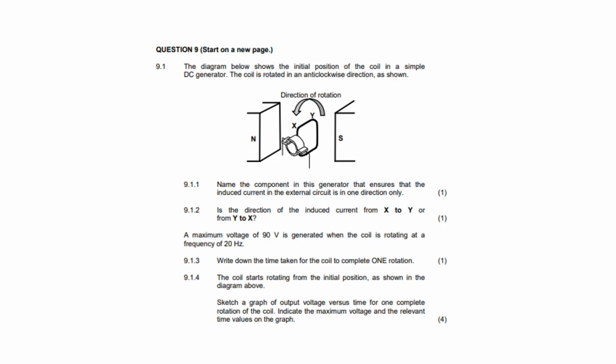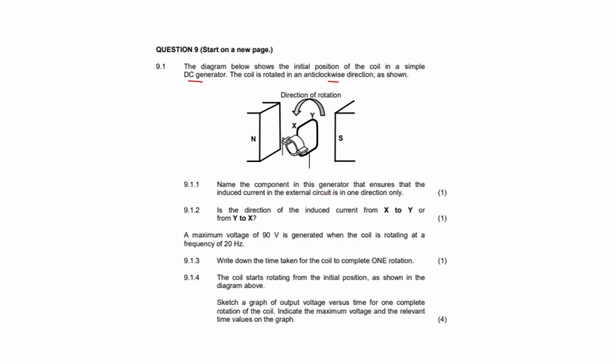Hi guys, let's take a look at this question where we have a diagram that shows us the initial position of the coil in a simple DC generator. The coil is rotated in an anti-clockwise direction and it's shown here below.